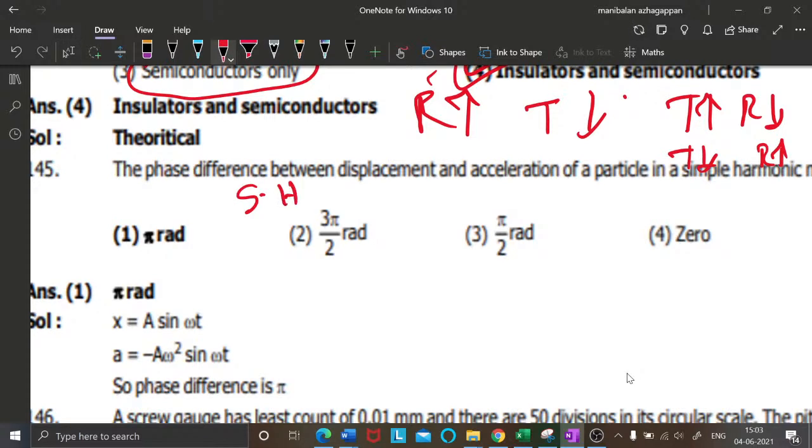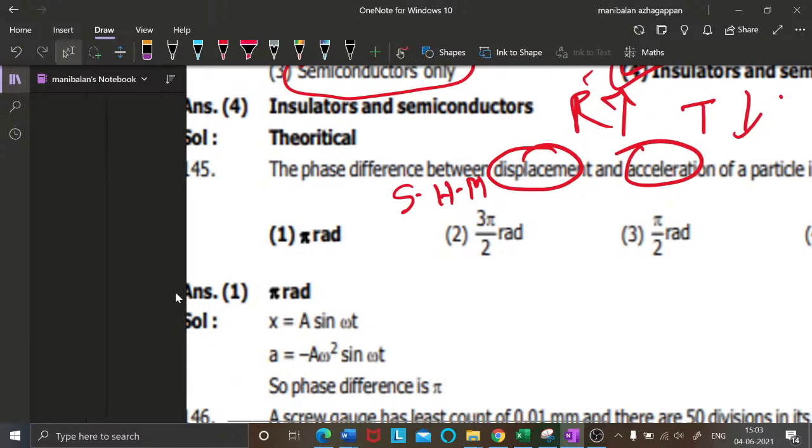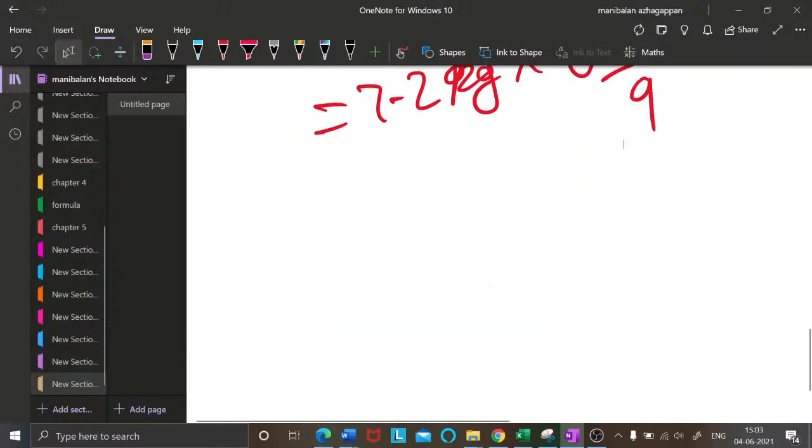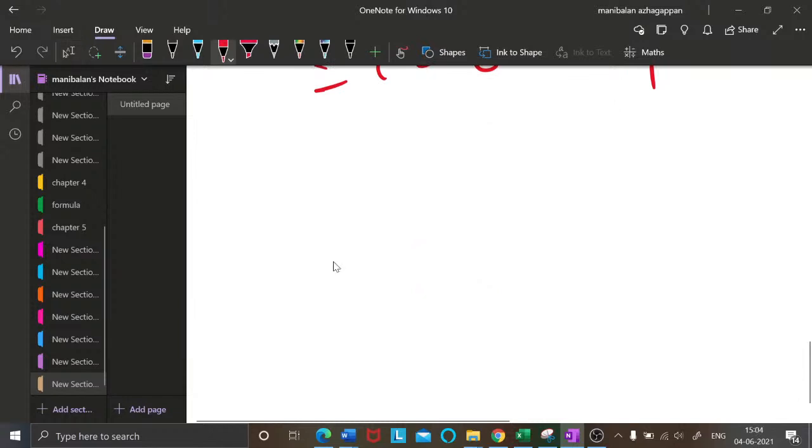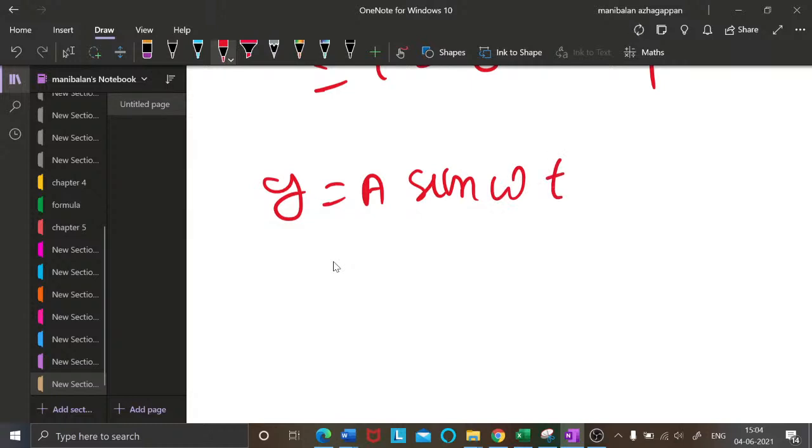Okay. Simple harmonic motion. They asked about displacement and acceleration. How many degrees of phase difference will there be? So I'll take it on the next page. Displacement and acceleration, how much phase difference will there be? I take y equals a sin omega t. Some of them will take cos omega t also.